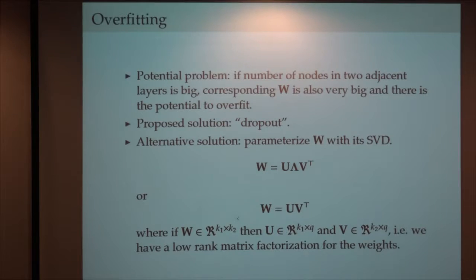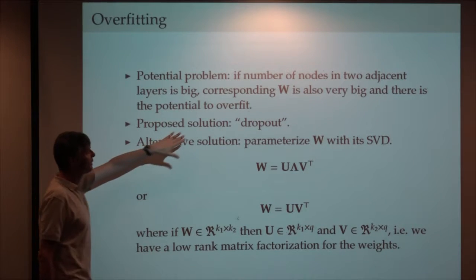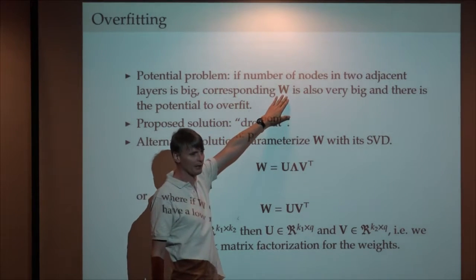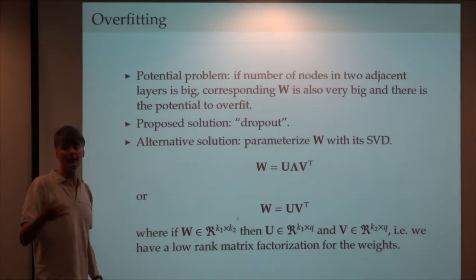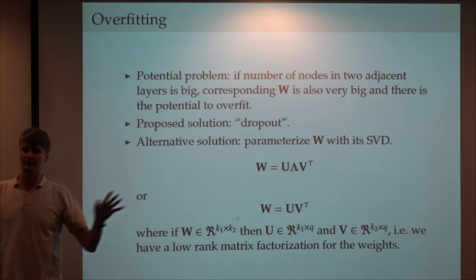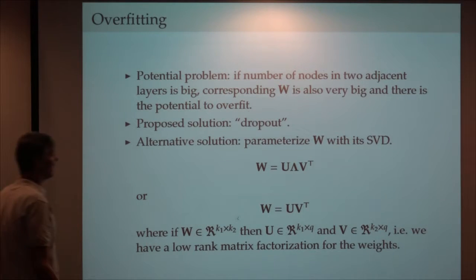But there's a big problem here, actually, because if the number of nodes in two adjacent layers is big, the corresponding matrix is very, very big. So there's the potential to seriously overfit. And this is why you hear about things like dropout. They do these strange things where they take out half the nodes and only train half the network, and then they correct for it.